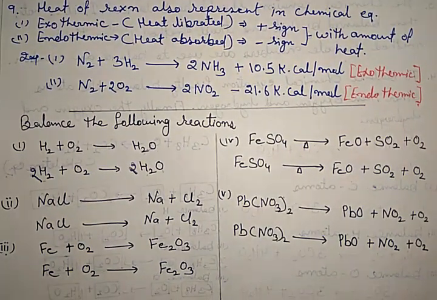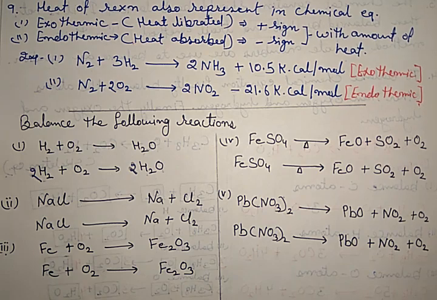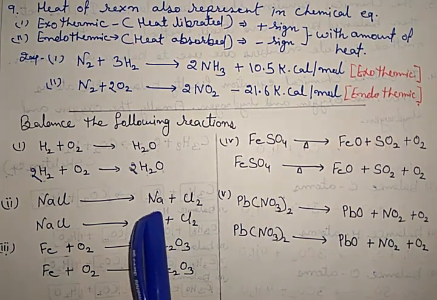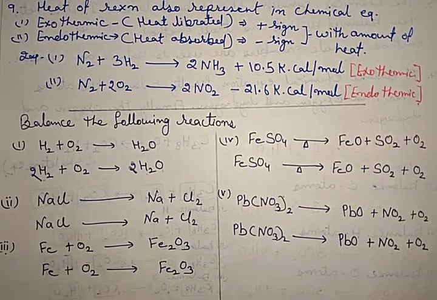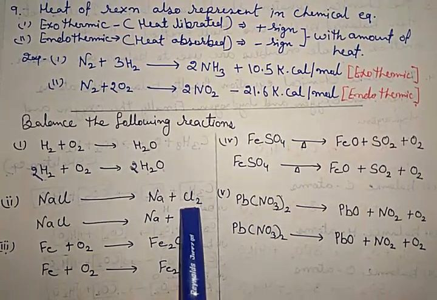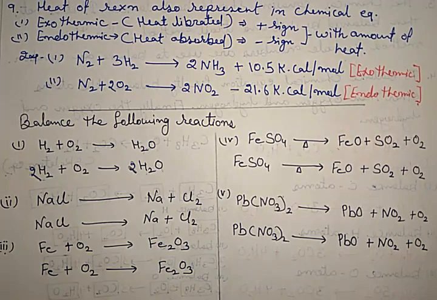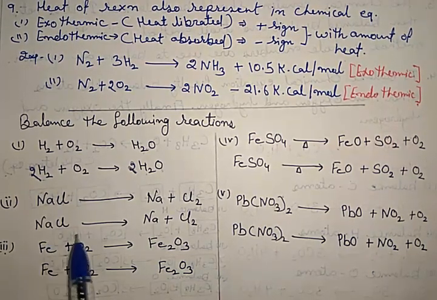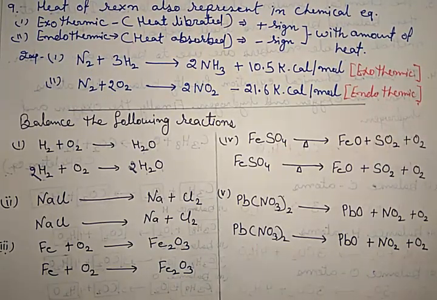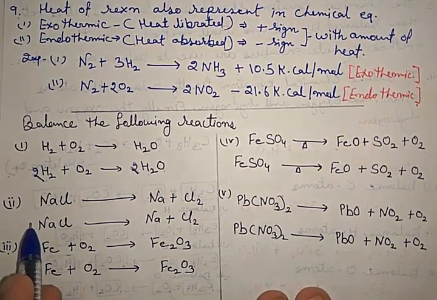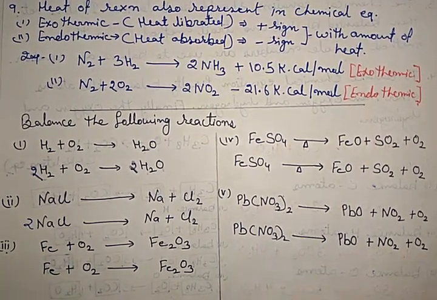Now in the second example, NaCl is electrolyzed into Na plus Cl2. Sodium 1, sodium 1. Okay, chlorine 1, chlorine 2. So it is unbalanced. So write it again. Now Na 1, Na 1, that's okay. Cl 1, Cl 2. So to balance the chlorine, where is it required? Here. So we write 2.